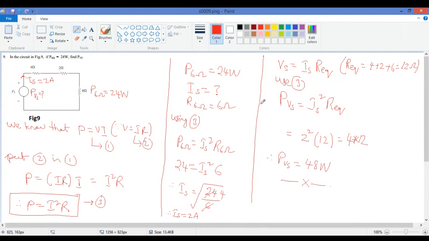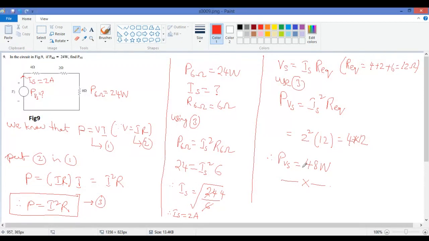Vs we have not found out. If you want to find out Vs, just Is into R equivalent, 12 into 2 which is 24, you'll get here. But no need to find out Vs because he has not asked, he's asking PVs. So you have to find out PVs. So PVs is 48 watts. Is this clear, all of you? That's great.